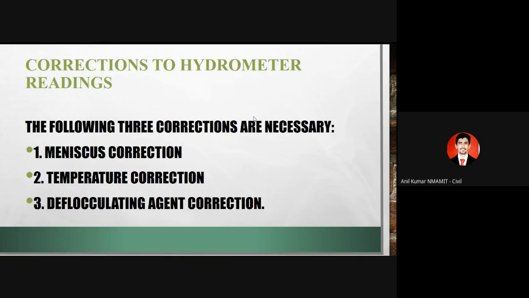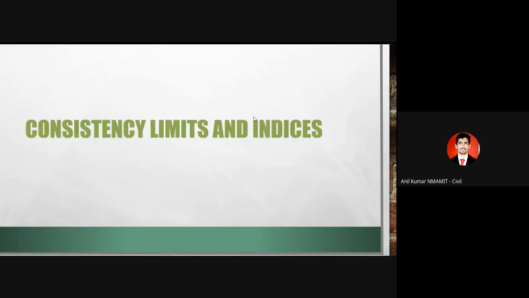This is the deflocculating. If that happens, the value taken will be higher. Therefore, your deflocculating agent correction is always negative. Meniscus correction is always positive. Temperature correction is either positive or negative. And your deflocculating agent is always negative. Remember this, three things. These are very important.